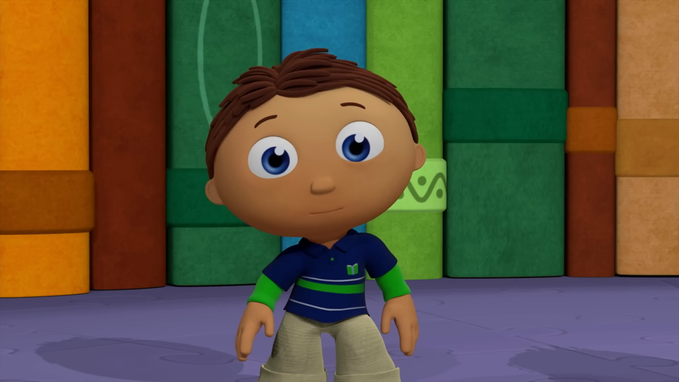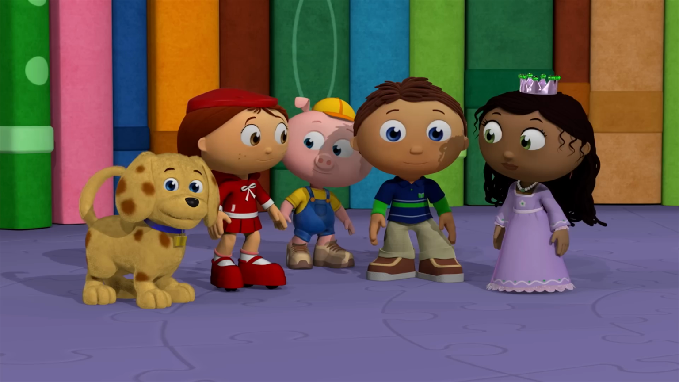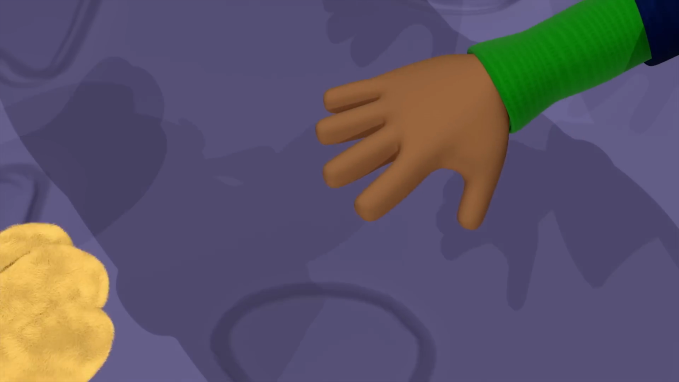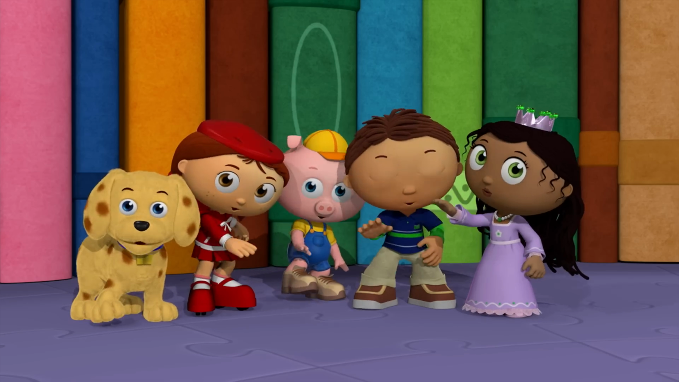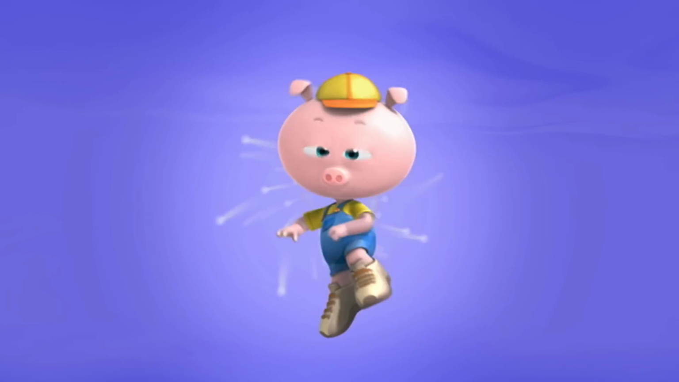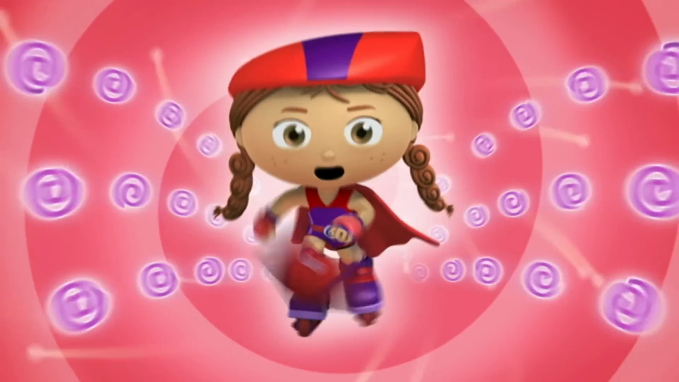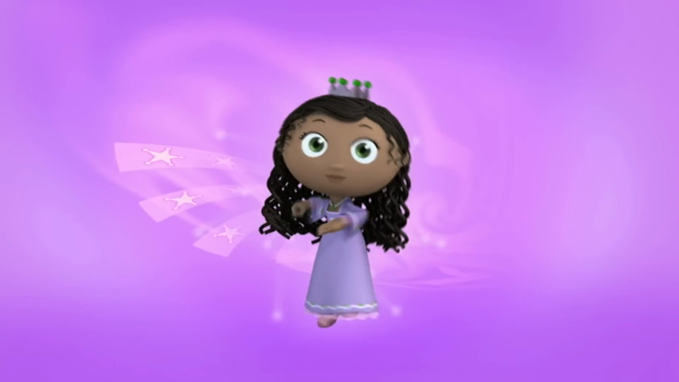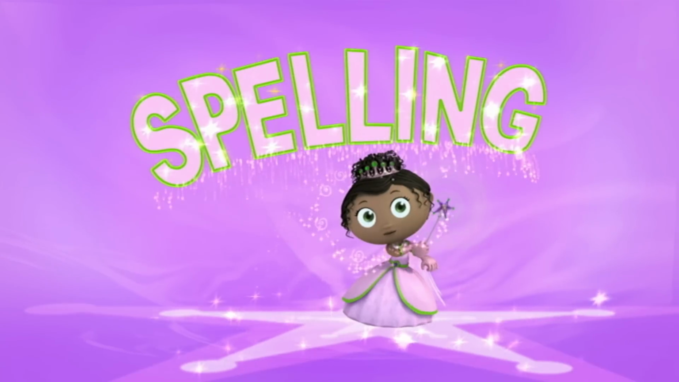It's time to transform. Ready? Ready! Super duper. Arms in. Put your arm in. Super readers, to the rescue! Alpha Pig with alphabet power. Wonder Red with word power! Princess Presto with spelling power.